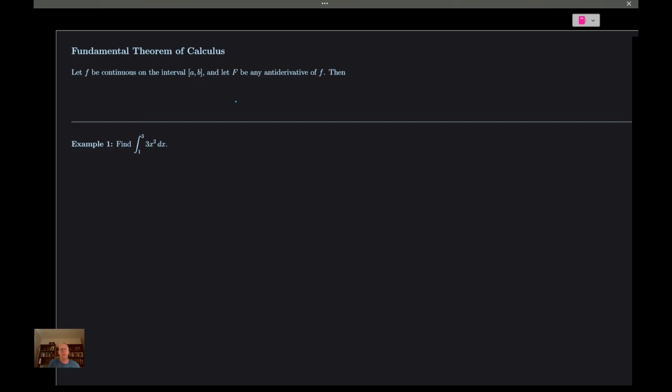So we have f is some continuous function on some interval a to b, and we're going to let capital F be the antiderivative of f, be any. Because when you take the antiderivative, you always have the plus c, and in this case the plus c doesn't really matter. So it could be any antiderivative. Then the integral from a to b of lowercase f of x dx is just going to be the antiderivative evaluated at b minus the antiderivative evaluated at a.